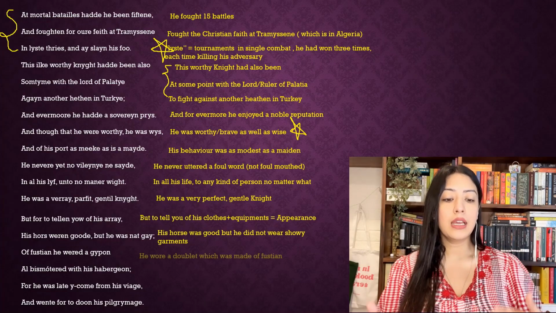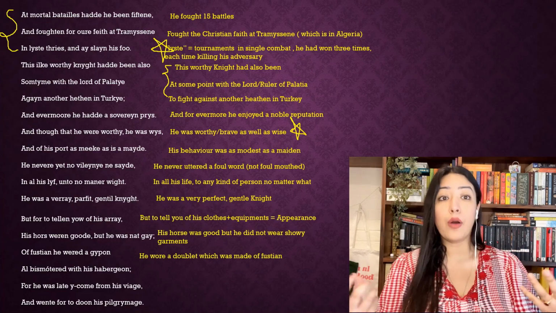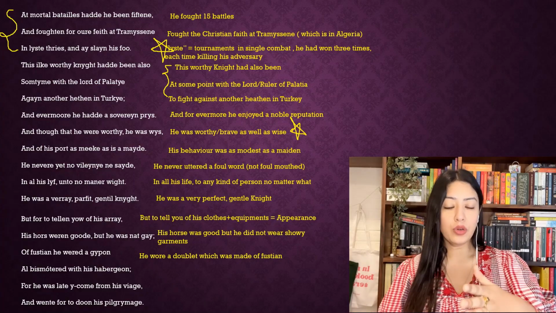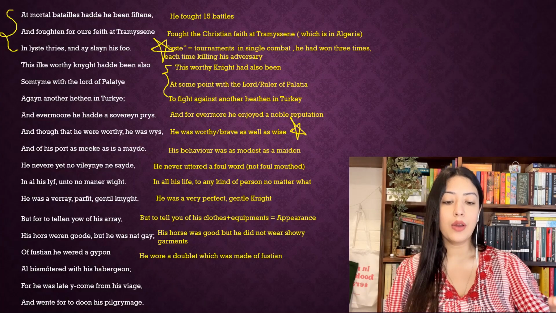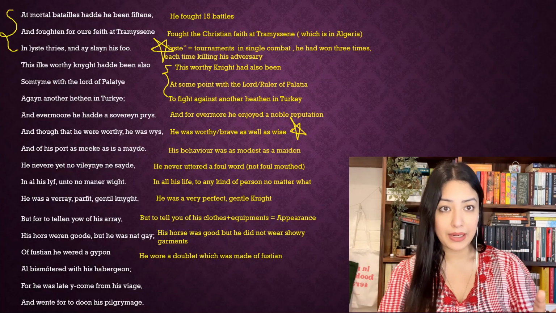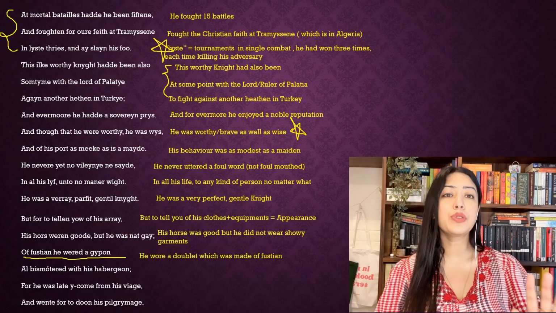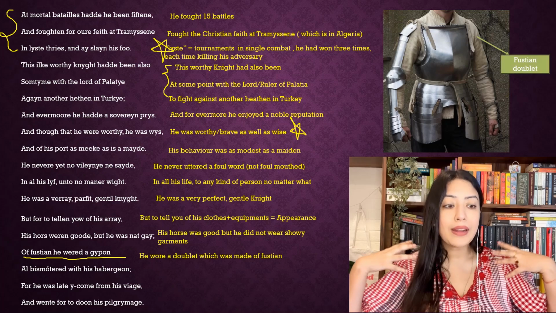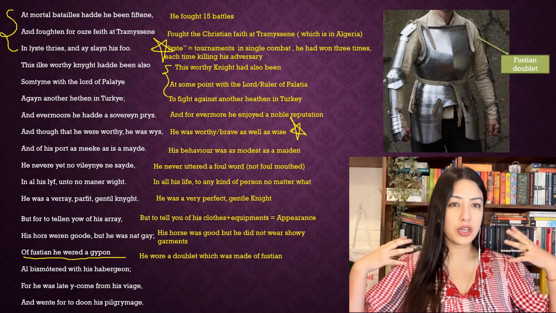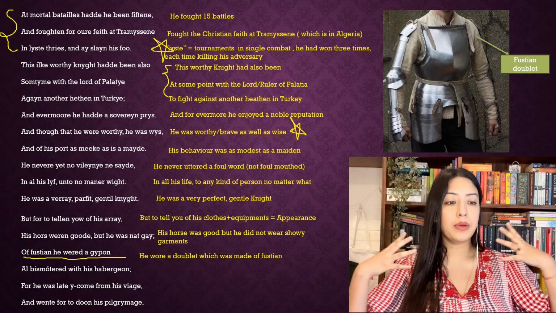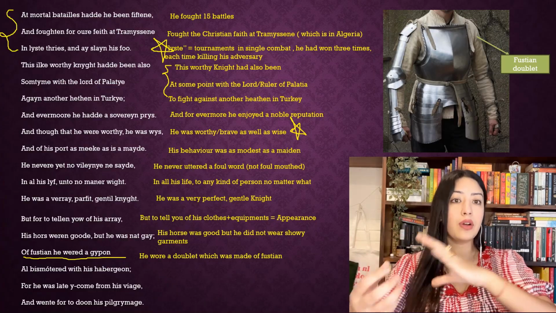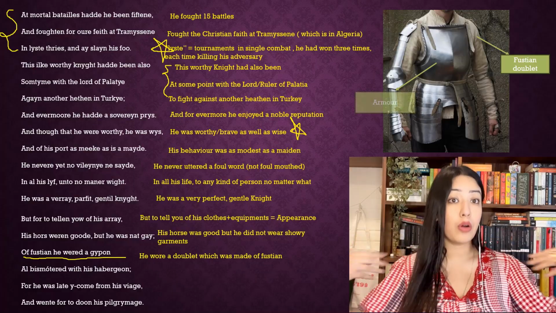So, his clothes and equipment and his appearance, how were they? His horse was good, but he did not wear showy garments. He wore a doublet which was made of fustian. In the original text, it's written of fustian, he wore a gippon. A gippon is a doublet. Now, I am going to show you a picture. You see the brown sweater kind of thing, or the shirt, or I'll just call it a sweater. The garment which he's wearing below the armor, right? The silver armor, inside he's wearing a brown cloth.